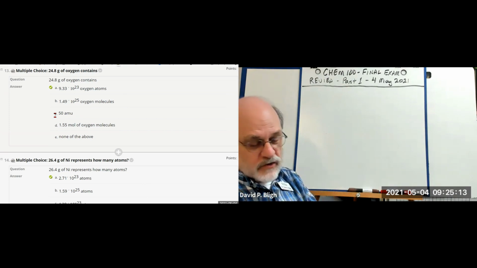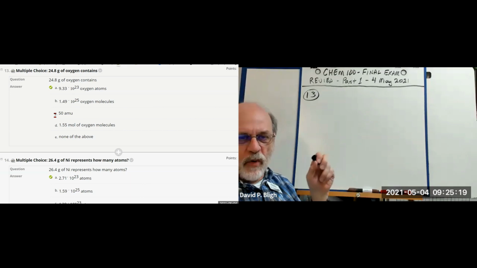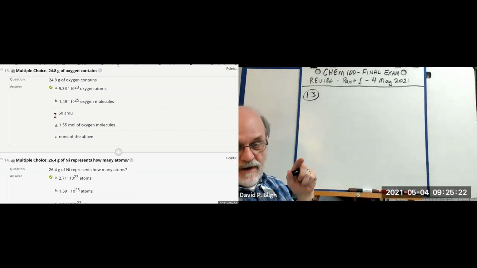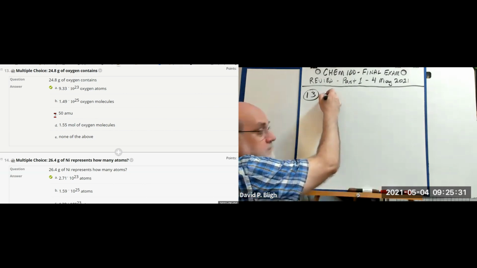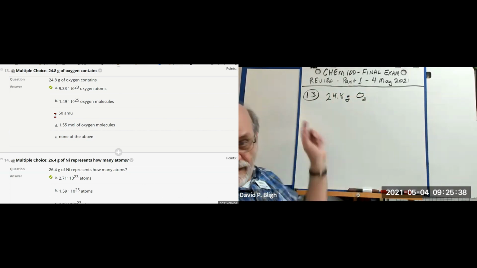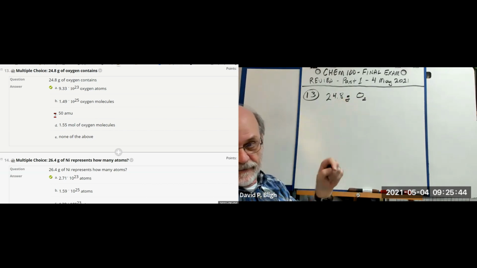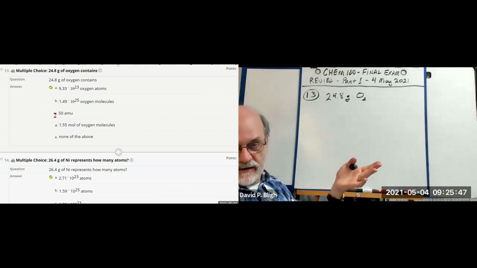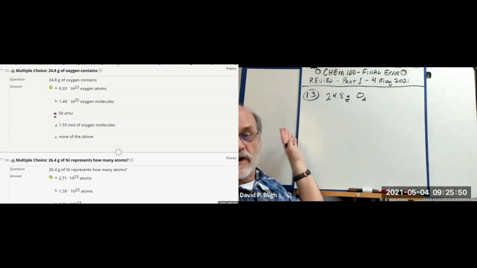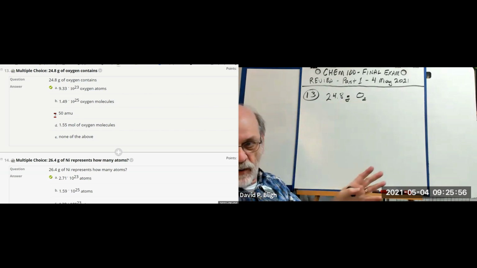All right, this one's a little bit tricky. 24.8 grams of oxygen. Right? It doesn't say oxygen atoms, it says oxygen. When it says that, it means O2. That is where you will stumble if you don't remember that oxygen is diatomic. Then it asks you how many atoms that is. So we're going to proceed with a chained conversion. That's all you have to do. You have to convert it to atoms some way.